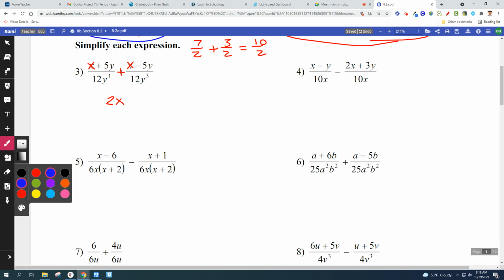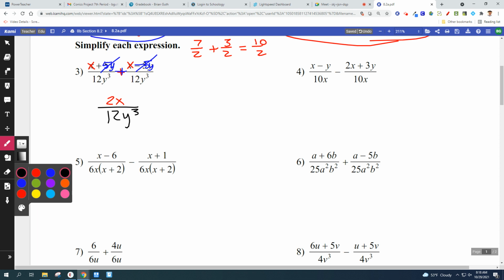And then you've got 5y plus negative 5y. That's 5y plus negative 5y is 0. It cancels out, so I don't even need to put anything. That's just going to cancel itself out. So my numerator is just 2x. I'd say 2x over 12y cubed.